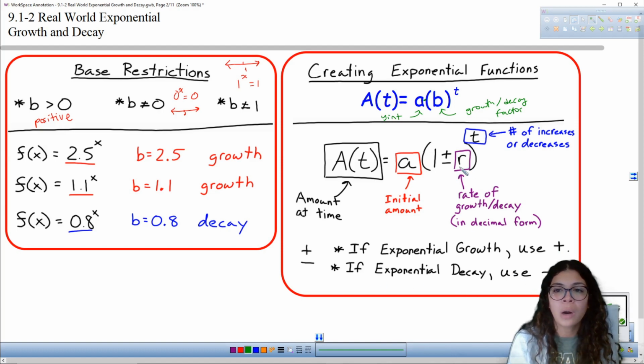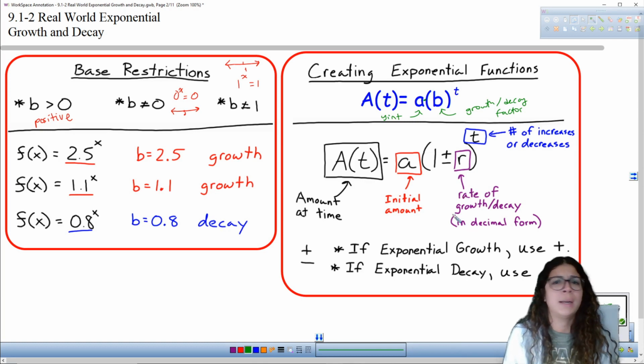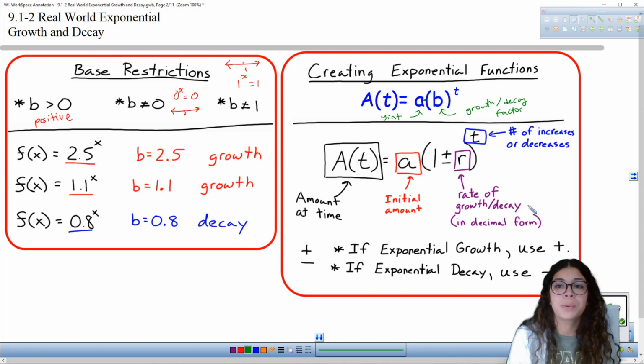So R would be your rate, whatever that is, and you have to put it in decimal form. Usually when they give you a rate, they give it to you like a percentage. So if I tell you that your money is going to grow at a 4% rate, that would be the percentage form of it. You would have to write it for the equation in the decimal form, which 4% would be 0.04.